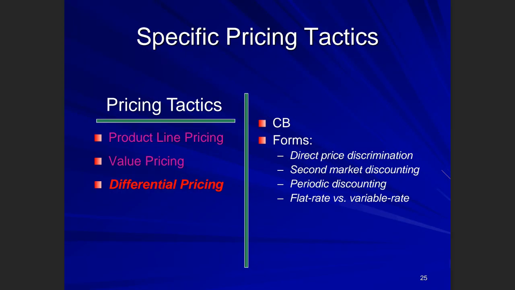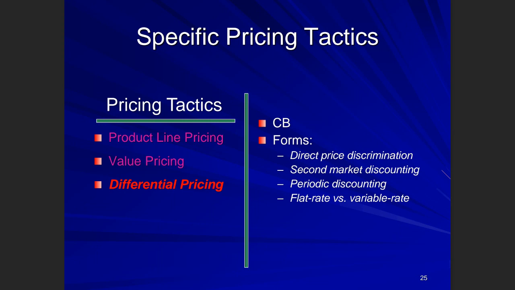There are different forms of differential pricing. We talk about price discrimination. We've already spoken about that. What is direct price discrimination? Again, it's about charging different prices to different consumers for essentially the same product. That's essentially what price discrimination is about. And we gave all kinds of examples of that last class, actually.